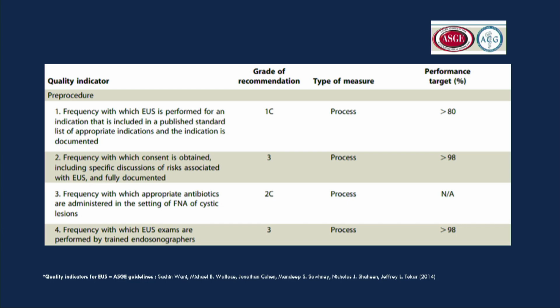Here you see the grade of recommendation. When it's 3, it means that it's based on expert opinion. 1C means that it's based on observational studies and that the clarity of evidence is clear, but it's an intermediate strength of recommendation. 2C means that it's also based on observational studies, but that the strength of recommendation is rather low.